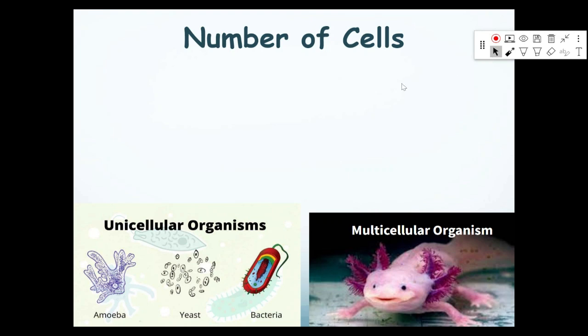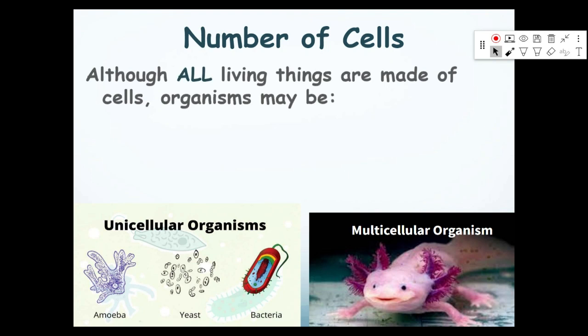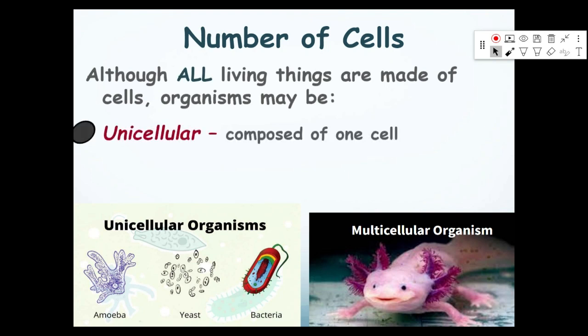All right, so let's talk about organisms and when it comes to the number of cells. Although living things are made of cells, organisms can be unicellular, which means they're composed of just one cell. And here you have some examples. You have amoebas, yeast, and bacteria. All examples of unicellular organisms, or just organisms made up of one cell.